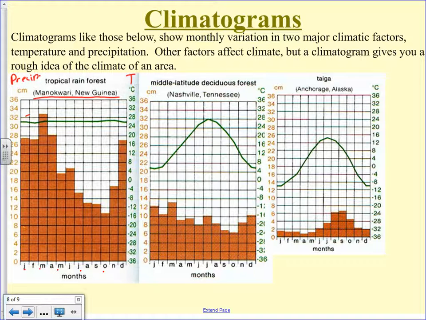So in New Guinea, you can see that they get a fair amount of precipitation. In fact, they measure their precipitation in centimeters. What do we measure it in? Millimeters, yeah. I mean, if we get an especially rainy day, we might get like 2 centimeters of rain. Okay, most of the time we measure our rain in millimeters.